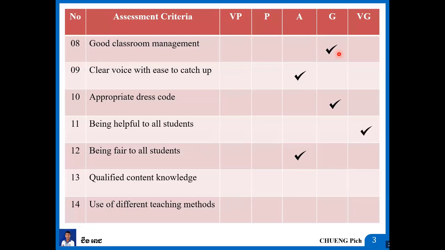Number 12, being fair to all students. This one is similar to number 11 as well. So the teacher must be fair to all students. The teacher doesn't discriminate against the black, doesn't discriminate against the weak one, or against the poor one, for example. So being a teacher, you must be fair to all students. Don't discriminate in any case in terms of religion, wealth, or political status.